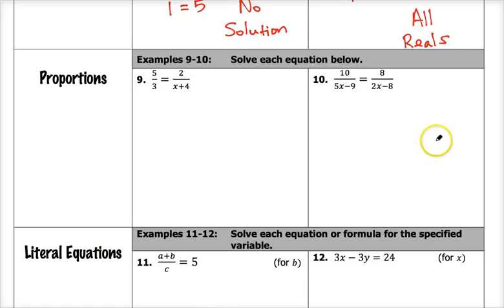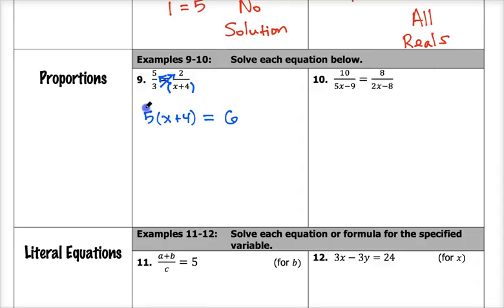9 and 10 are examples of proportions. For proportions, you need to remember to cross multiply. That's how we solve proportions, is by cross multiplying. So look at your diagonals. I have a 5 and an x plus 4 on this diagonal. So we're going to multiply these. Remember that that x plus 4 really has invisible parentheses around it. So this is 5 times the quantity x plus 4. And then we set that equal to our other diagonal, 3 times 2, which is 6.